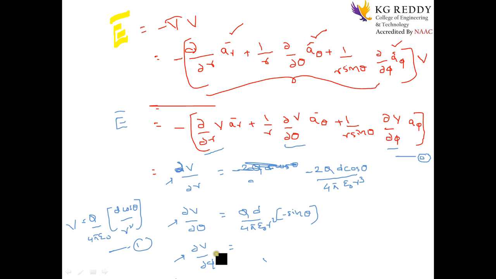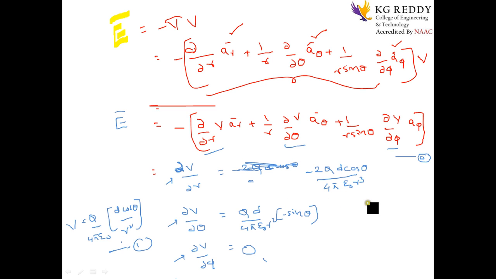But if you observe here, when you are taking dou V by dou theta, in this voltage equation you can't find any phi value. So obviously when you are doing dou V by dou phi, as there is no phi value, this will become 0. In dou V by dou r, we already have the value of r here, so we can do dou V by dou r. In the same way, dou V by dou theta also exists because we have the cos theta value. But for dou V by dou phi, there is no value of phi, so you will be getting 0 for this.